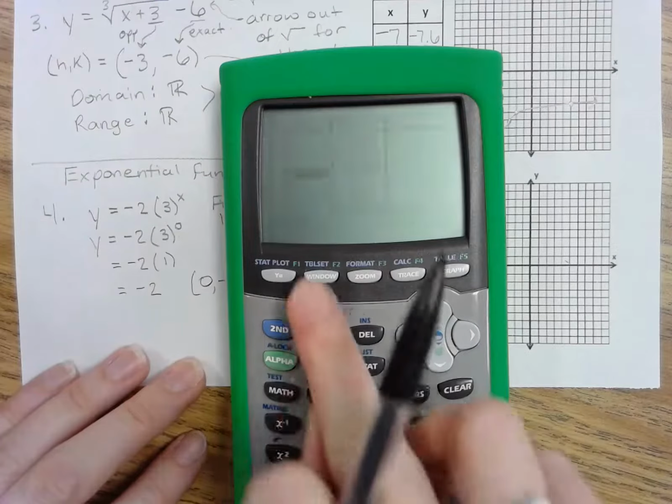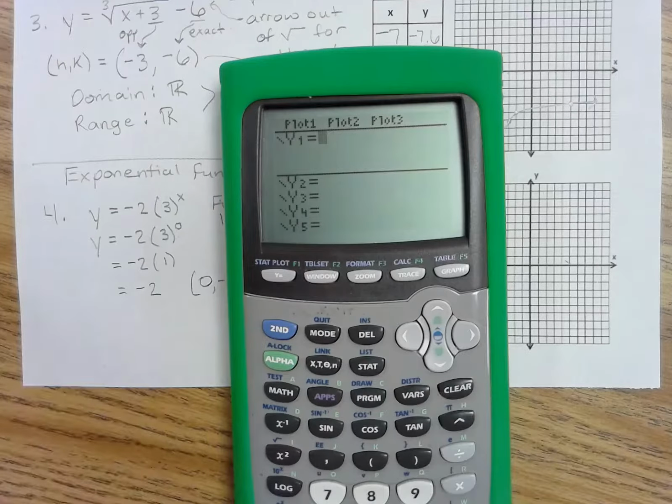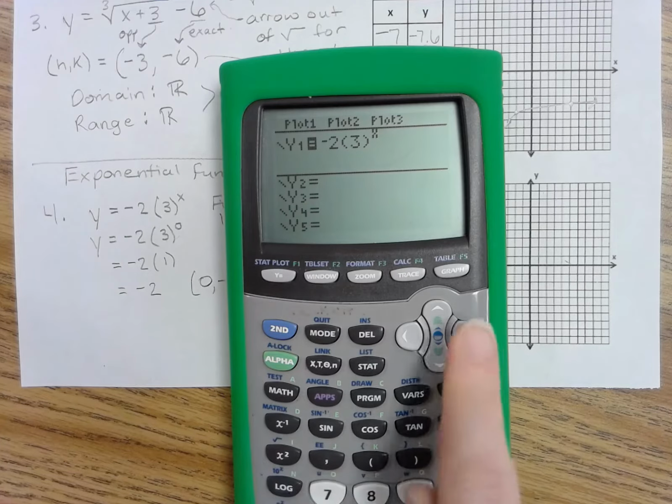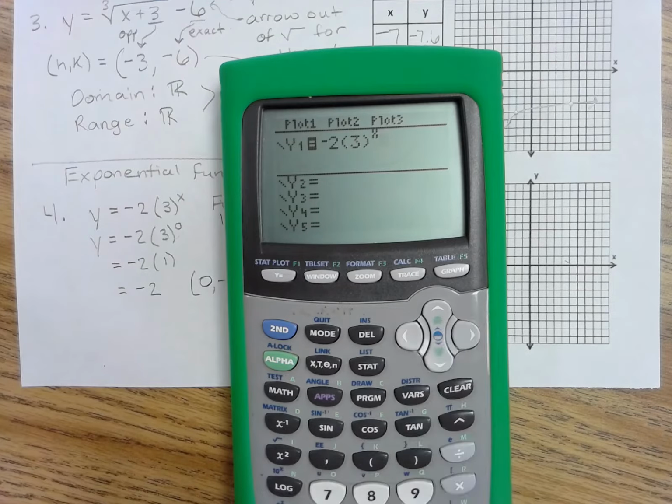Press your y equals. Of course, clear out any previous functions you have. Type in -2, parentheses 3, close parentheses, and then to do your exponent, you use the caret key that's underneath the clear button. So you press that caret and it raises it to the x power. Then if you needed to, you could arrow out of that and type anything else if you had a plus or a minus number at the end.